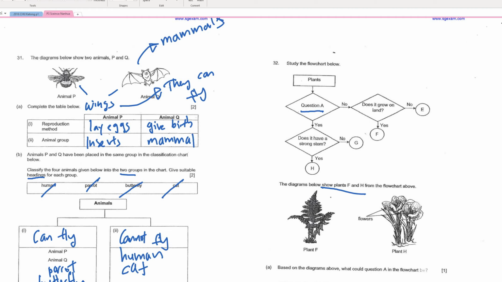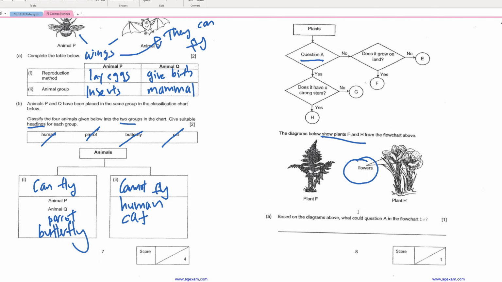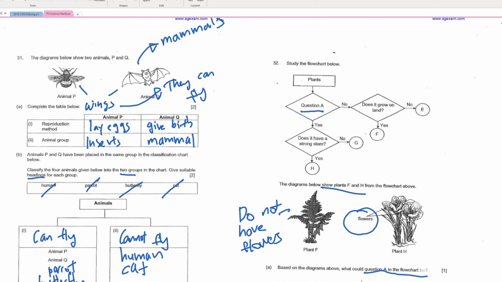Okay, we see this is plant F and this is plant H. Alright, the question actually gave you a hint. Plant H has flowers. Okay, so that means this one does not have flowers. Based on the diagram above, what could question A in the flow chart be? Okay, so if we take a look, H is here, F is here.